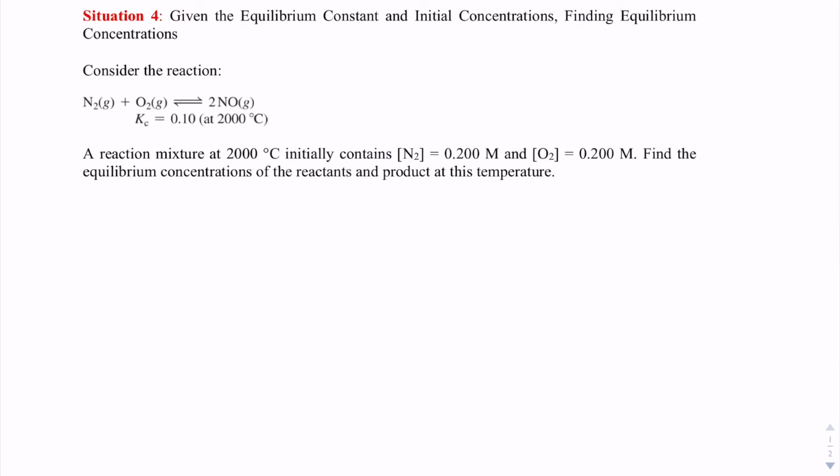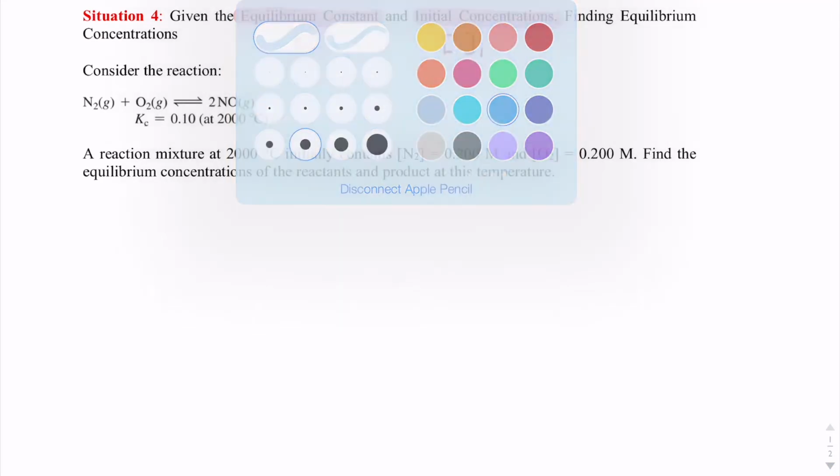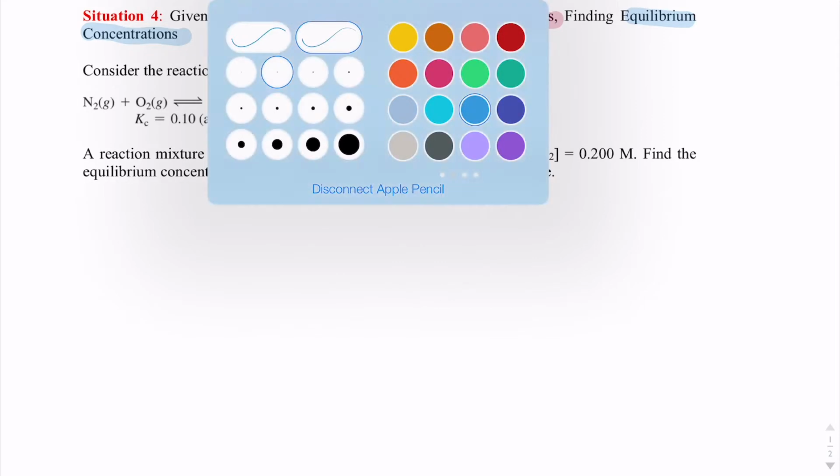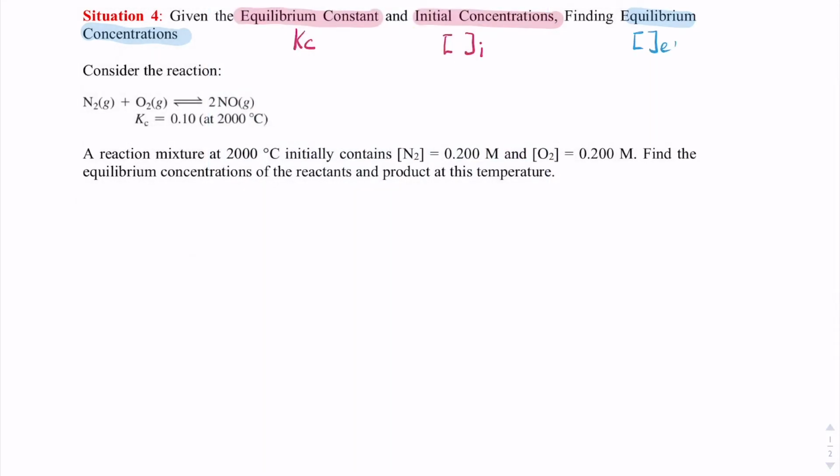Hello everyone, today we're going to do another example question on calculating equilibrium constants. For this situation, we know the equilibrium constant, Kc, and we also know the initial concentrations. For concentration, we use brackets, and I'm going to put a lowercase i to represent the initial concentration. And we're looking for equilibrium concentrations. Bracket EQ represents equilibrium concentration. Okay, so that's the situation.